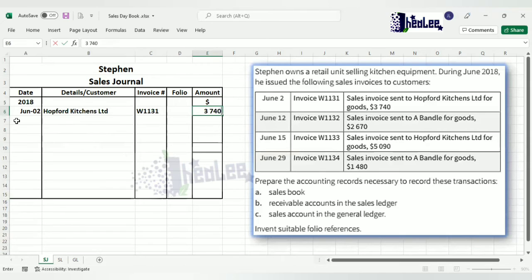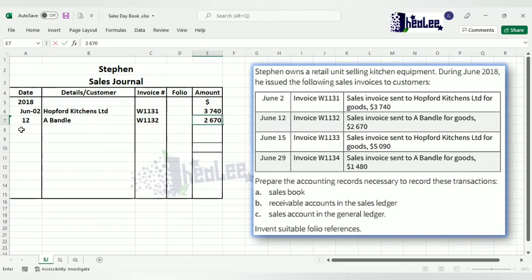Let's move into June 12th. That transaction reads, sales invoice sent to A Bundle for goods 2,670. The invoice number is W1132. The details is the customer's information, which is A Bundle. Our invoice number is W1132, and the amount is 2,670.